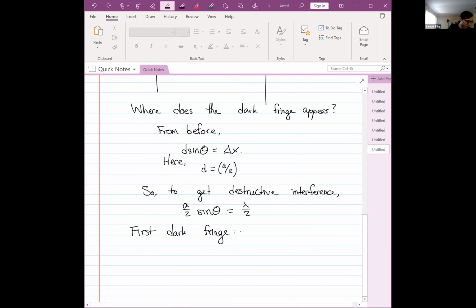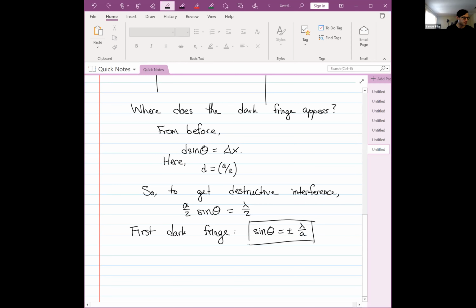The first dark fringe occurs when sine of theta equals plus or minus lambda over a. So I just canceled out the 2's and divided by a. So this is the first dark fringe, and there will be one on either side for positive angle and a negative angle, right? And so this occurs when sine of theta is equal to lambda over a. So you can just find the angle by taking the wavelength and dividing it by the slit width.